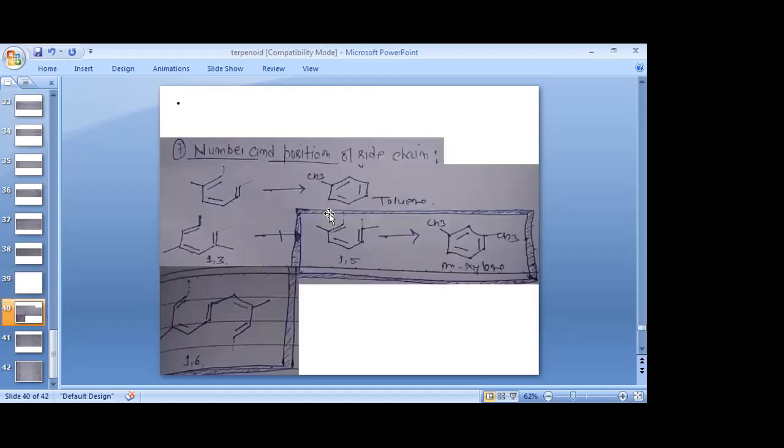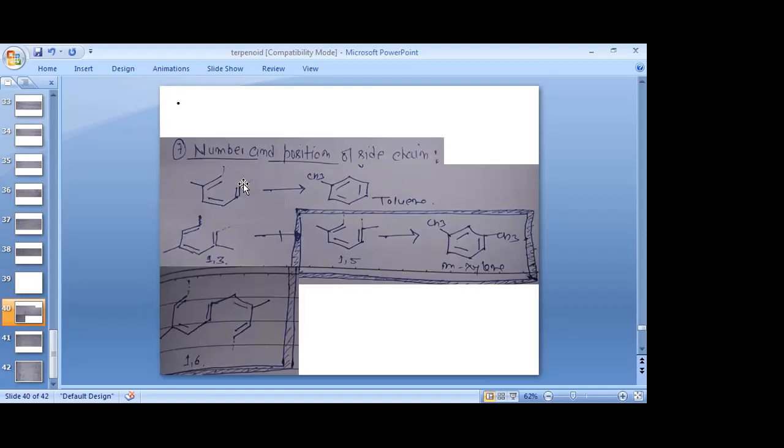Now after that we come to the next point. It is about the number and position of side chains, right? So when we do destructive distillation of beta carotene, it converts into these types of compounds. First compound like this, second compound like this, and third compound like this, right?